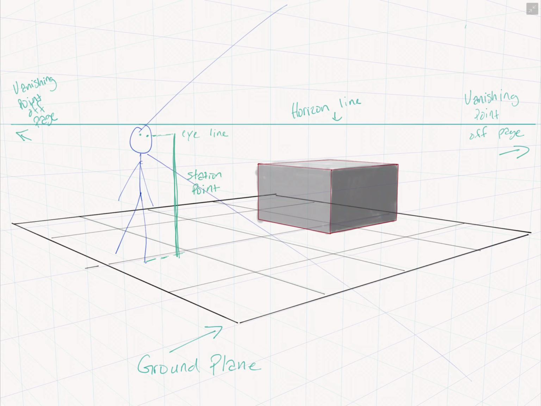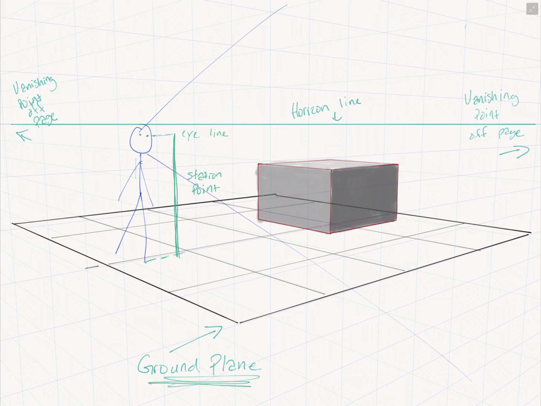You can see down here we have the ground plane. The ground plane is basically anything that you're standing on. In this case, we have our stick man standing on this ground. If this was his real world, this is the ground that he's standing on, and we would refer to that as the ground plane.